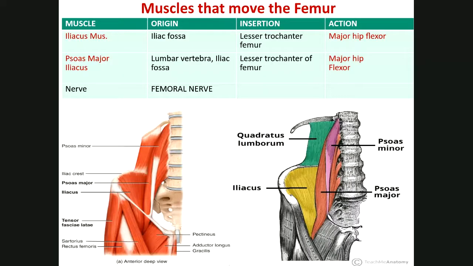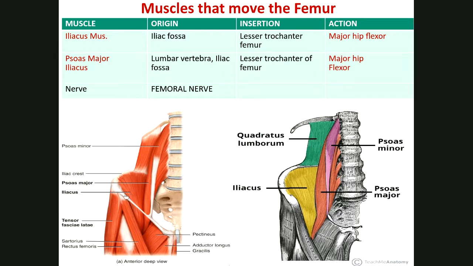So let's talk about muscles that move the femur. We'll start with the iliacus muscle. The iliacus muscle sits in the iliac fossa. It inserts into the lesser trochanter of the femur, and it's a major hip flexor. The psoas muscles include the psoas major muscle, which is the one in the back, and the psoas minor. This one's going to originate along the lumbar vertebra and insert into the lesser trochanter of the femur. This is a major hip flexor.